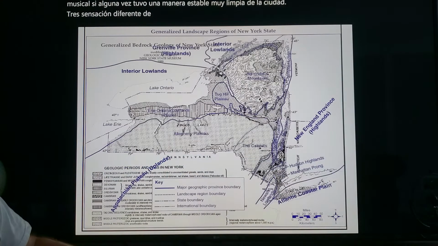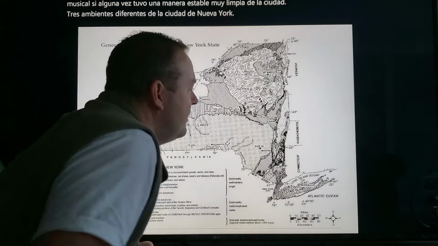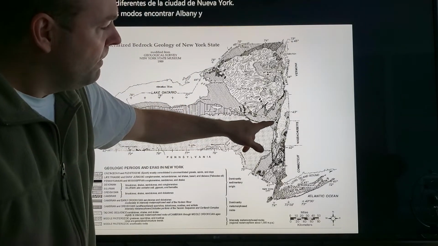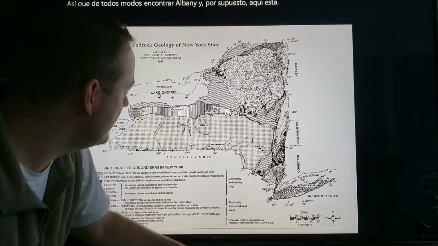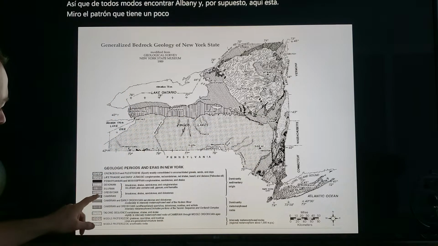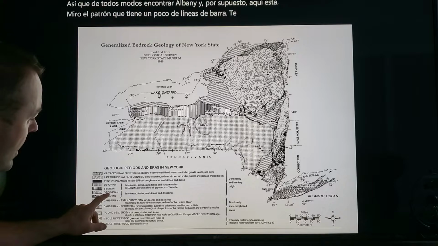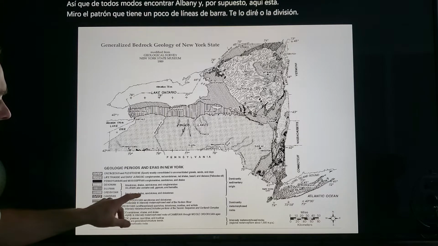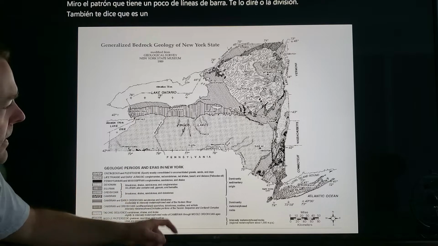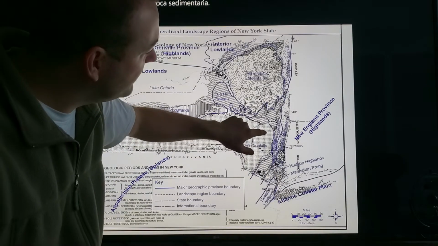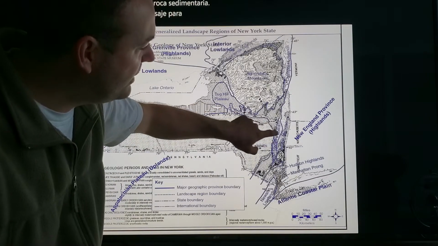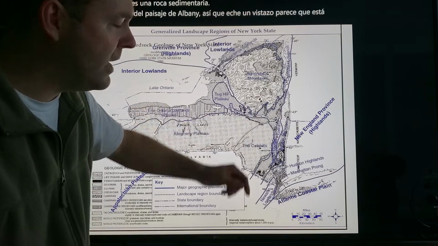All right. So anyways, find Albany, and of course, here it is. Look at the pattern there. It kind of has slashed lines. Slashed lines tell you Ordovician. It also tells you that it's a sedimentary bedrock. As far as the landscape region for Albany, well, take a look. It looks like it's in a lowland here. All right, so all that information.